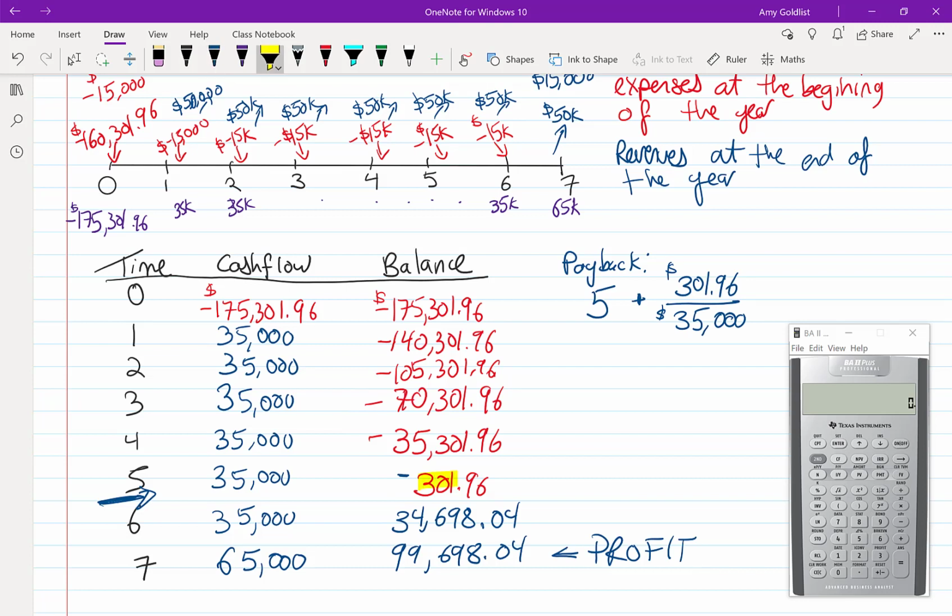So 301.96, 35,000, and 5. Those are the numbers that I'm using to come up with this payback. And when I dump that into a calculator, I get 5.00863, or we get our payback a little bit after year 5.